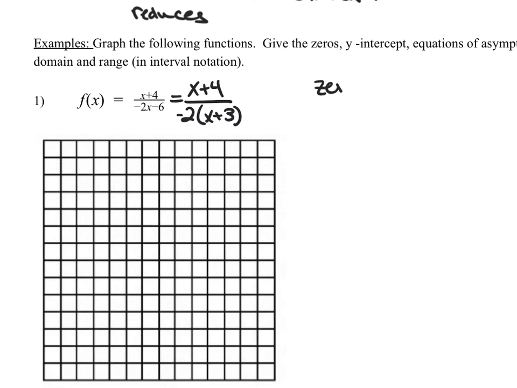So our zeros are when the numerator equals 0. So when x plus 4 equals 0, the value of x that makes that true is -4, and then y equals 0.